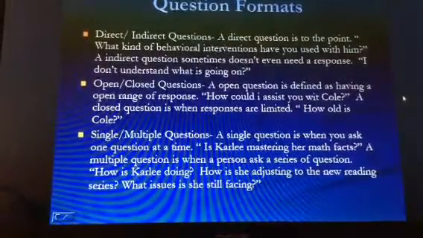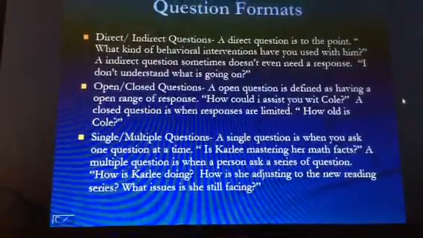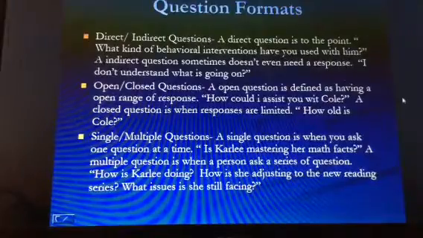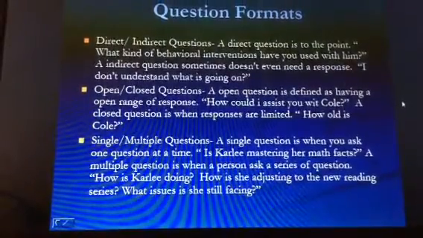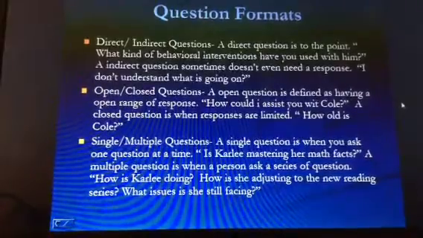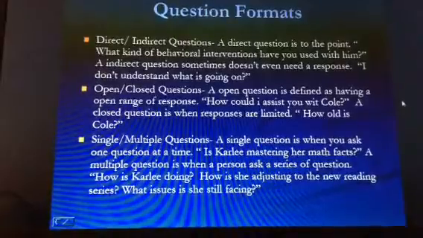The next one would be open and closed questions. An open question is defined as having an open range of response. For example, how could I assist you with Cole? A closed question is when responses are limited. How old is Cole? Single and multiple questions is the last one.